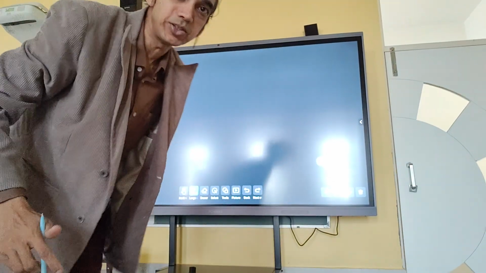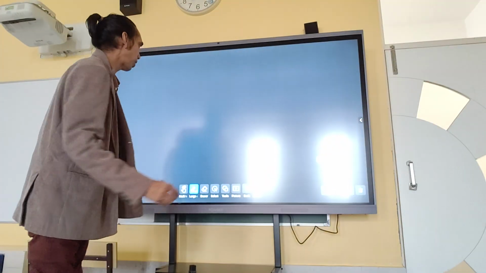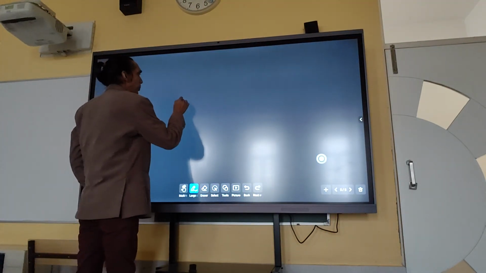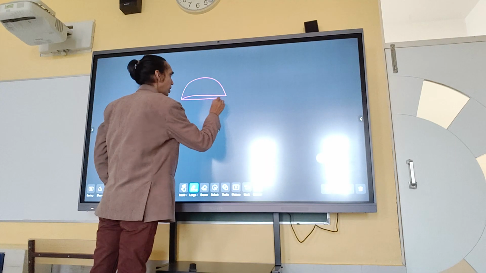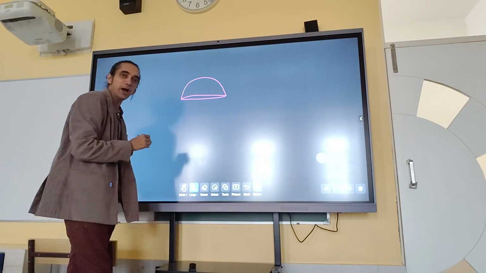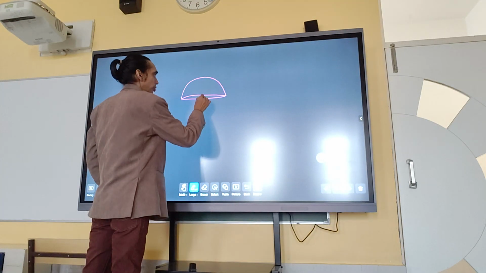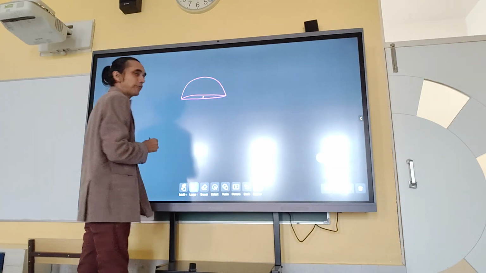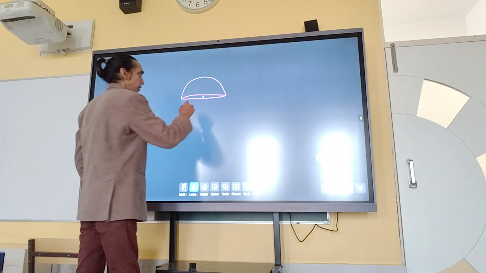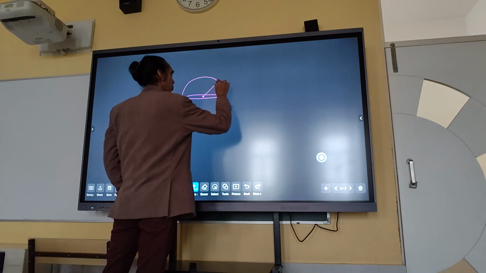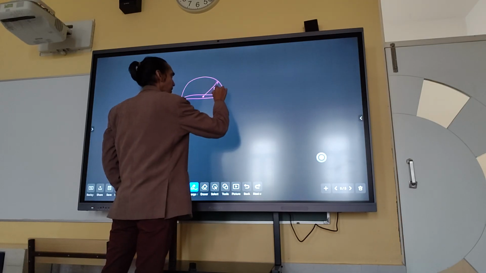Hello class, let us try to solve the question which I told you I'll be uploading on the channel. This question is about what will be the field produced by a hemisphere at the point shown. This is the point where I want to calculate the field produced by the hemisphere. The hemisphere has radius R.